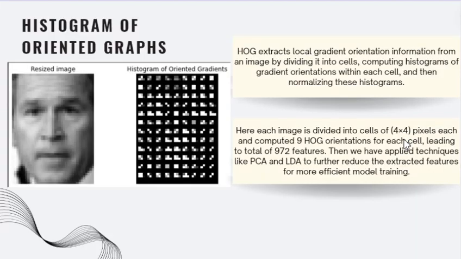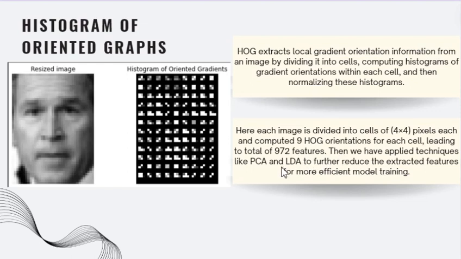Now we come to see how we can extract features from the original images. The first extraction technique that we implemented is HOG, histogram of oriented gradients. In this technique, we have split the image into cells, and each cell is of size 4 by 4 pixels, and for each cell we have computed 9 HOG orientations. So in total we have extracted 972 features from each image.